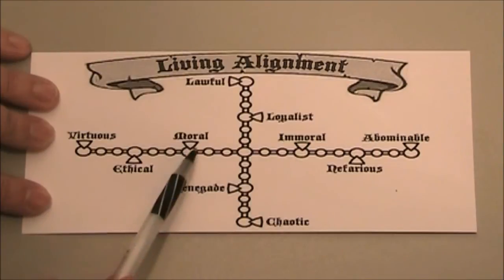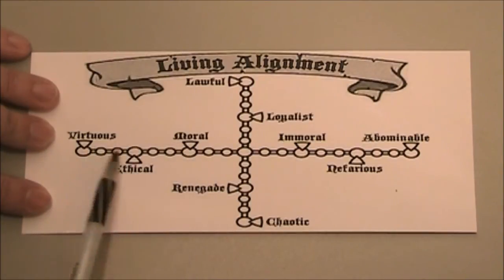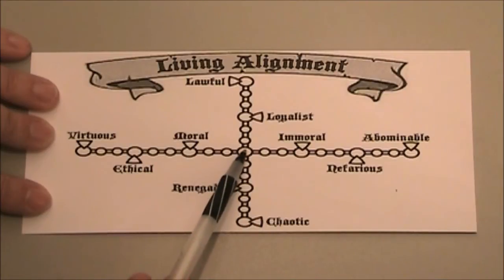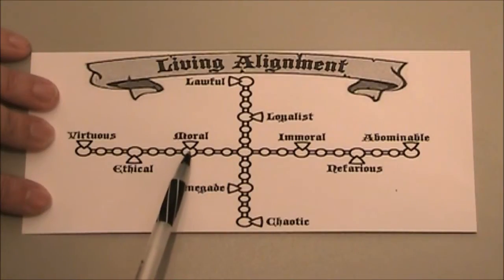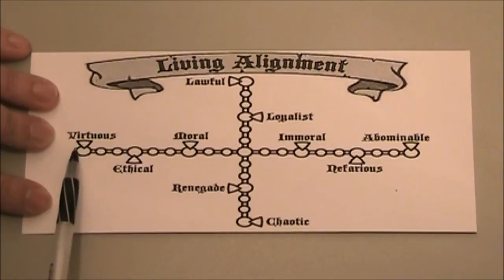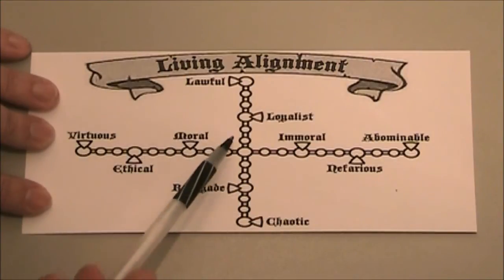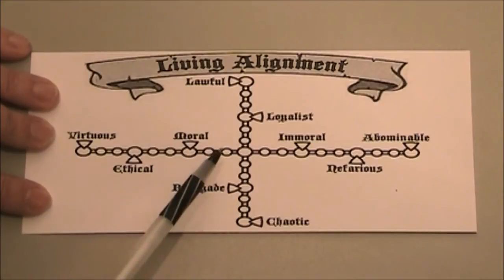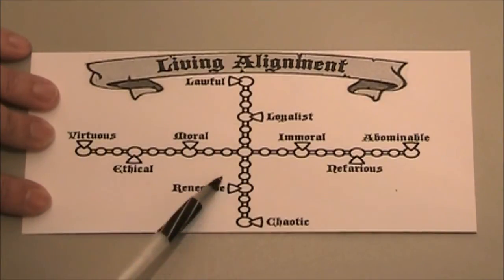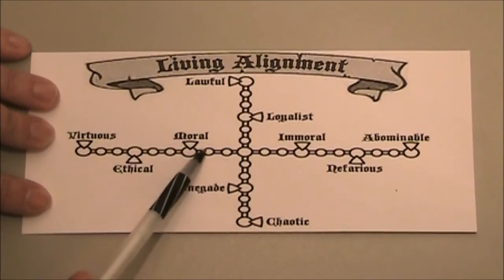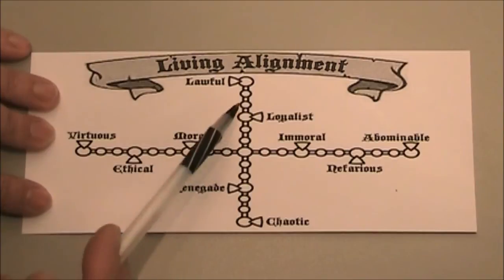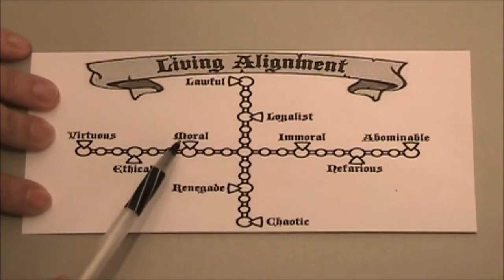So these different markers on this track show how close you are to the max. So here's moral. If you're here, you're moral. If you're here, you're ethical. If you're here, you're virtuous. And I did the same, I have a shorter track for the chaotic and lawful, but I kind of did the same thing. So each one of these marks shows precisely where you are on each track. So you'll have one mark on the vertical track and one mark on the horizontal track.